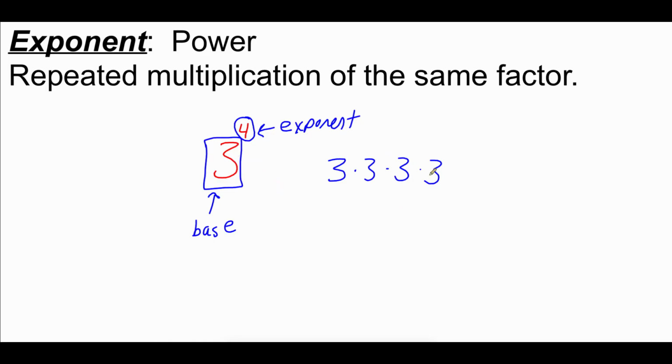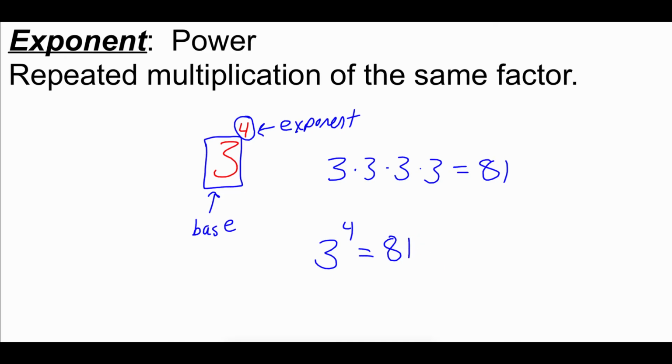Now, if we were to simplify this down to get an answer here, 3 times 3 is 9, 9 times 3 is 27, and 27 times 3 is 81. So a shorter way to write that, instead of writing out all of this multiplication, that's why we use powers, to shorten that writing. So we could say that 3 to the 4th power equals 81.